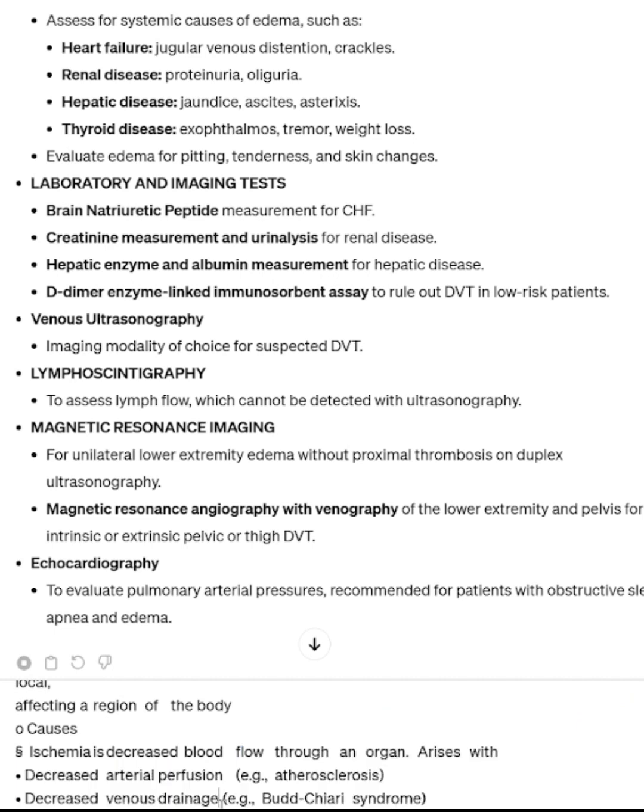Lymphoscintigraphy, to assess lymph flow, which cannot be detected with ultrasonography. Magnetic resonance imaging, for unilateral lower extremity edema without proximal thrombosis on duplex ultrasonography. Magnetic resonance angiography with venography of the lower extremity and pelvis for intrinsic or extrinsic pelvic or thigh DVT. Echocardiography, to evaluate pulmonary arterial pressures, recommended for patients with obstructive sleep apnea and edema.